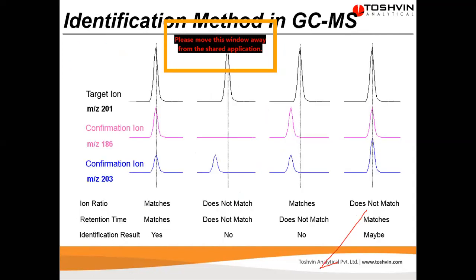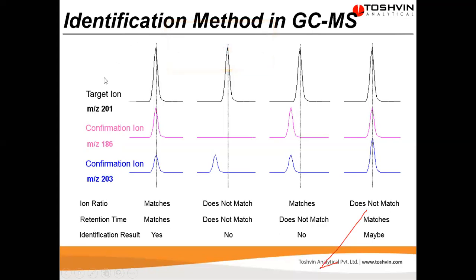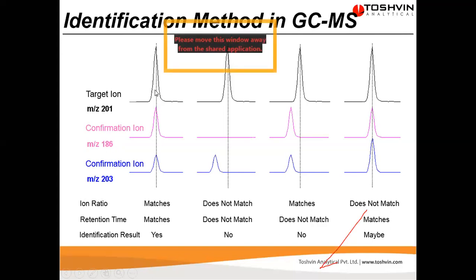I think you will get a better idea from this. Say, for example, I've selected the target ion as 201, confirmation ion 186, and confirmation ion 203. This is the identification method in GCMS. So how can I identify? The first thing I have to look for is whether my ion ratio is matching. The ion ratio I have set is like this. The retention time of all of them should be the same. Then I can say that is my X compound.